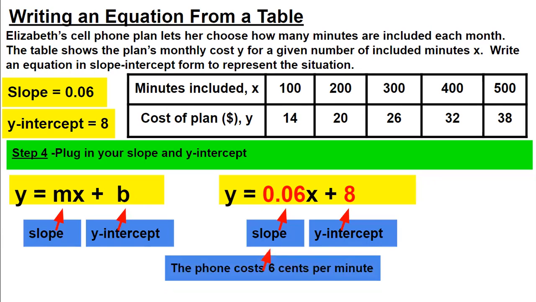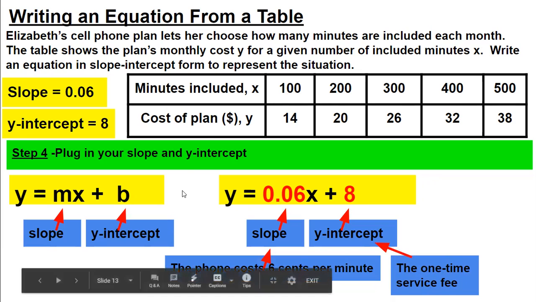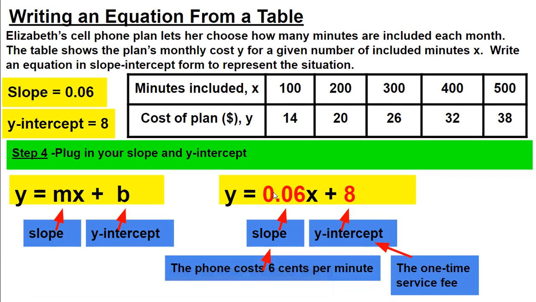Well, the phone costs 6 cents per 1 minute. That's your rate. And the y-intercept of 8, what does that mean? Right, that is the one-time service fee. Remember how it said there was a service fee up here? So there's your equation. Very helpful if you wanted to say, I wanted to talk for 500 minutes. How much is that going to cost me? Well, you just multiply 500 times 0.06 and add 8 more, and that'll tell you. So the equations are very useful.